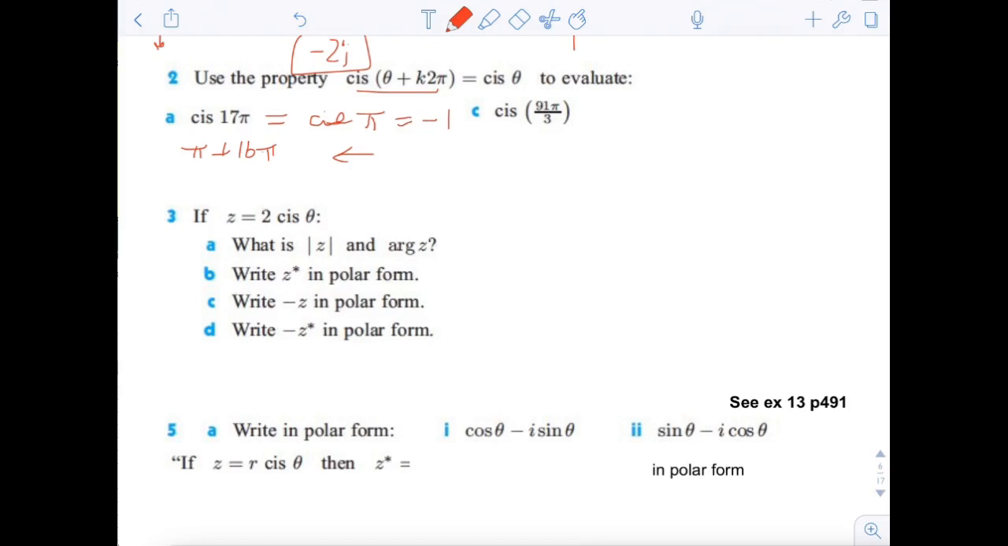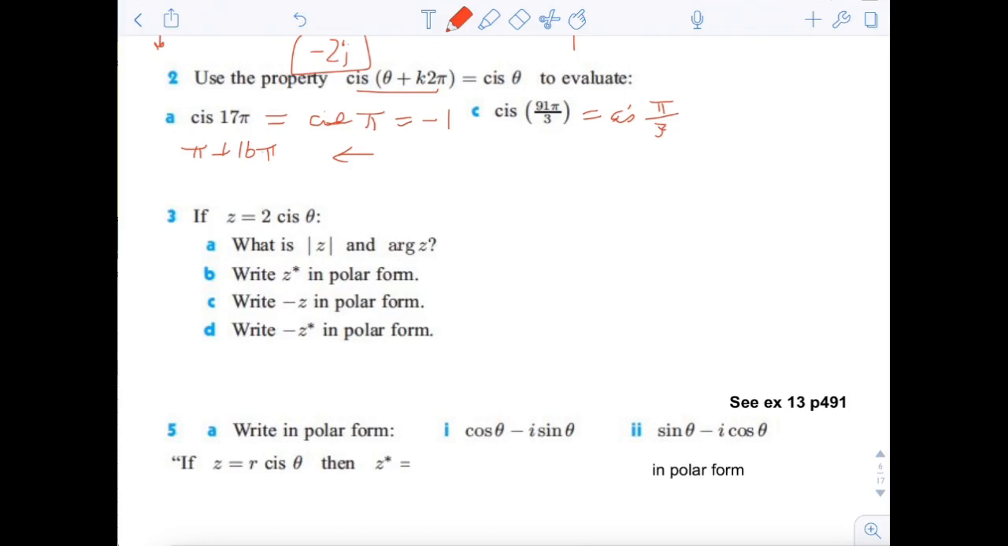Ooh, what about cis 91/3 pi? That's kind of hard because it's a fraction. So 91/3 pi, that's about 30 pi. So 30 pi is a multiple of 2 pi. So let's subtract 30 pi from 91/3 pi. What are we going to get? We're going to get 90/3 pi subtracted from 91/3 pi. So that would be pi over 3. So cis pi over 3.